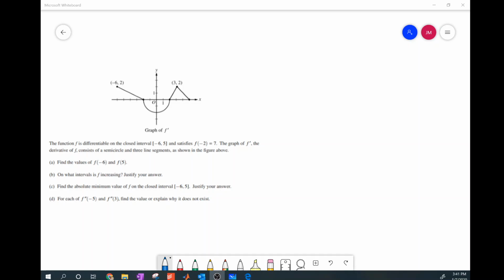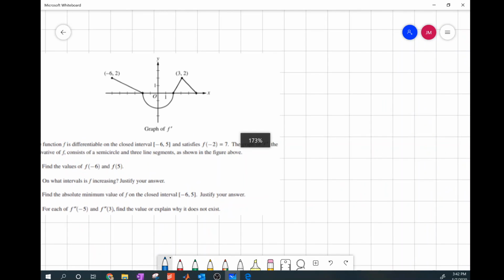Find the values of f of -6 and f of 5. Part B, on what intervals is f increasing? Justify your answer. Find the absolute minimum value of f on the closed interval -6 to 5, justify your answer. And D, for each of f double prime of -5 and f double prime of 3, find the value or explain why it does not exist.